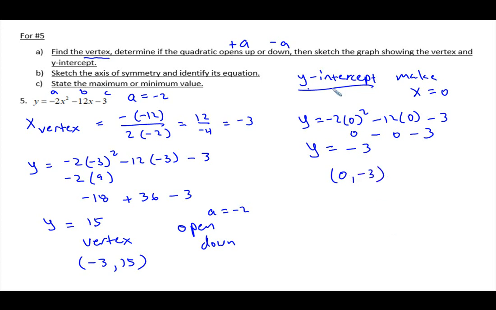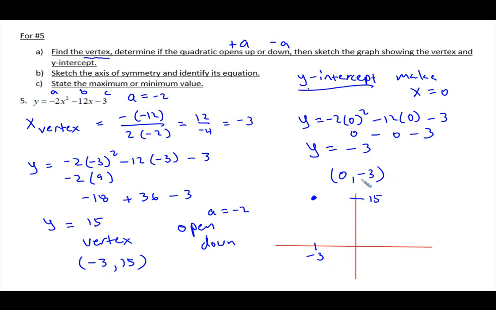Okay? So we need to sketch this now, right? So let me make a sketch, make a quick graph. So it doesn't have to be perfect, but we just want to make sure we show these points. So first of all, the vertex is (-3, 15). Let's say 15 is right here. So (-3, 15), here's my vertex. And I know the parabola is going to open down, right?